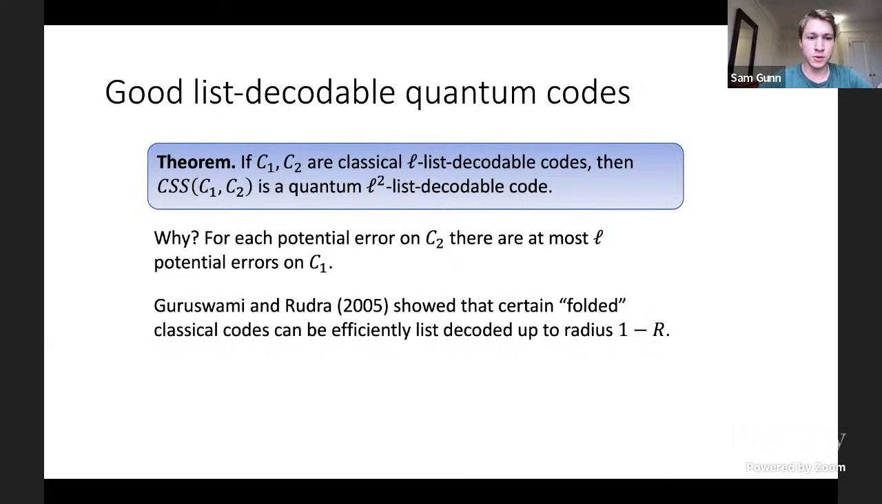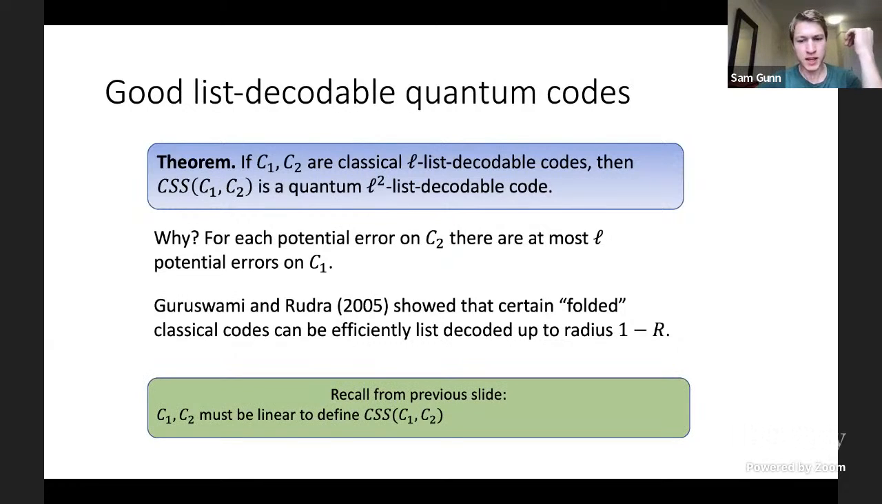Okay. So Guruswami and Rudra, as I mentioned before, showed in 2005 that certain folded classical codes can be efficiently list decoded all the way up to the classical singleton bound. So folding is just some operation that we'll get into in a minute, but it has the issue that folding does not produce linear codes anymore. If you recall from the previous slide, in order to even define the CSS composition of two codes, they both have to be linear, and they have to satisfy more properties, but at the very least they have to be linear. So this folding doesn't appear to be useful, at least at first.